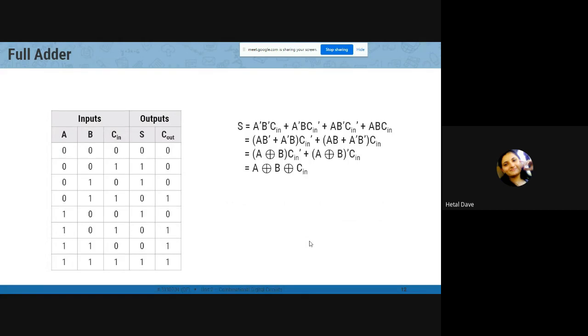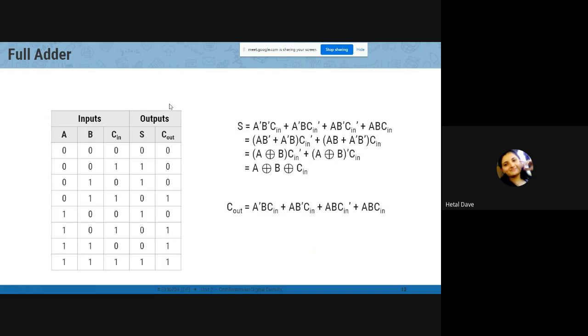Did you get the equation? Excuse me, did you get the equation? You will explain this equation to him. Later on, you will be given time. So final equation is A XOR B XOR C in.